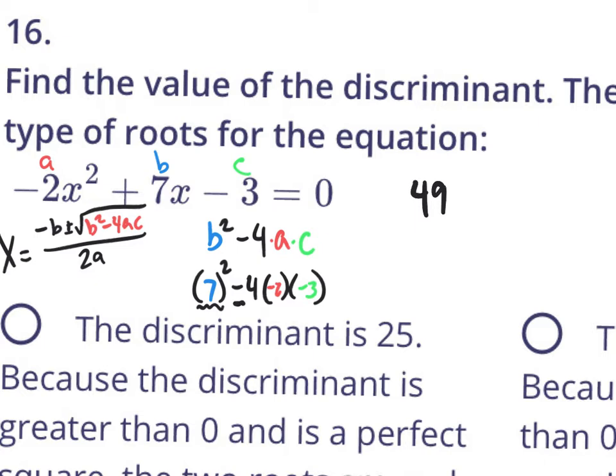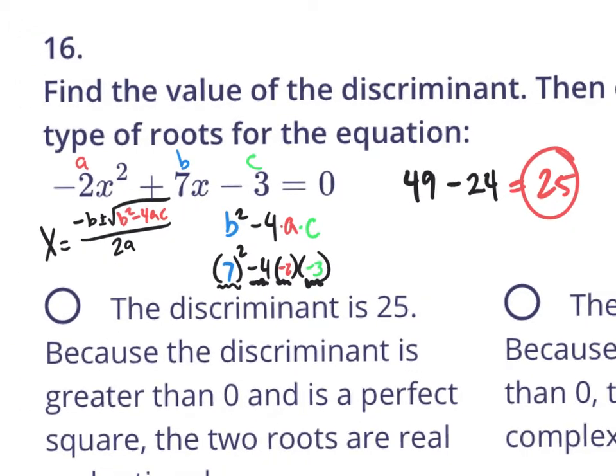Negative 4 times negative 2 is positive 8. Positive 8 times negative 3 is negative 24. So our discriminant is really 49 take away 24, which equals 25. So the discriminant is 25, okay?